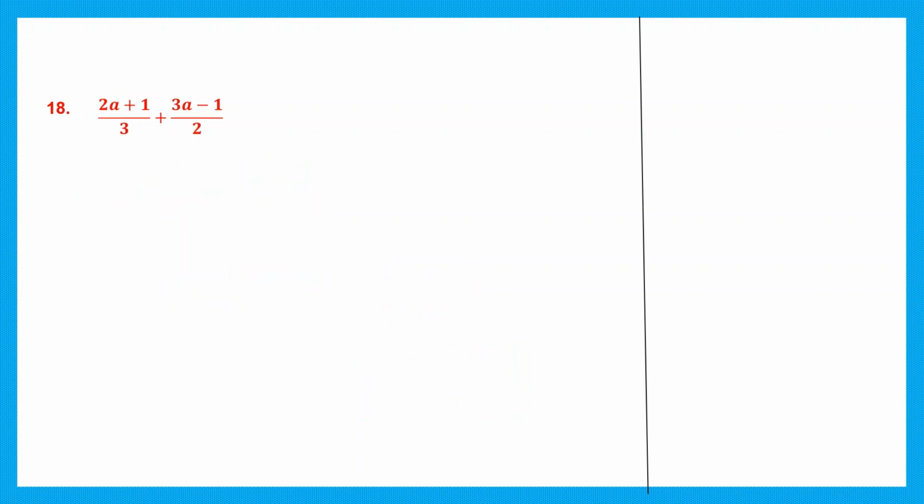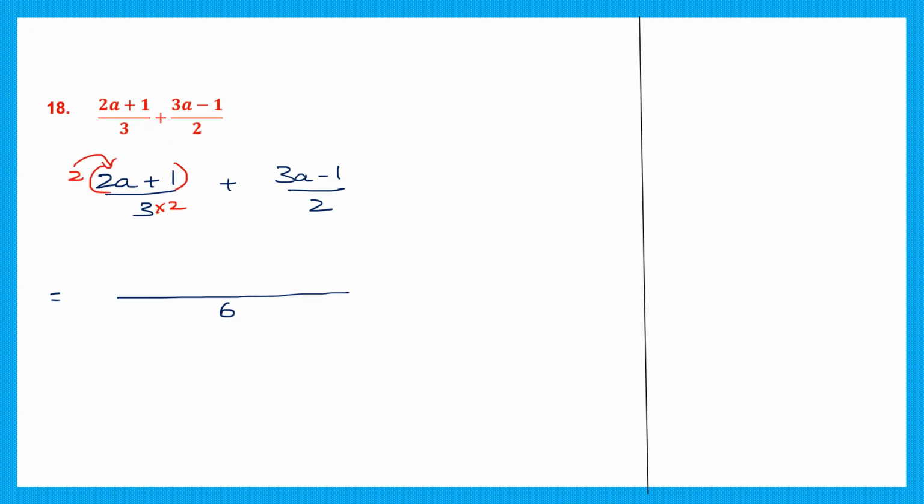Question 18. 2a plus 1 by 3 plus 3a minus 1 by 2. So look at the denominators 3 and 2. Both are prime numbers. So the LCM will be 3 into 2, 6. So let's use that. So 6 is a common denominator. So 3 into 2 is 6. So that means we need to multiply this whole thing by 2. So first 2 into 2a. 2 2s are 4, 4a plus 2 into 1. So 2 1s are 2.